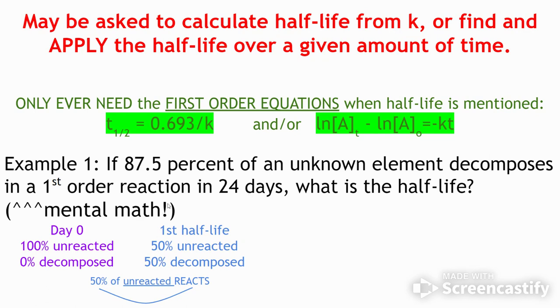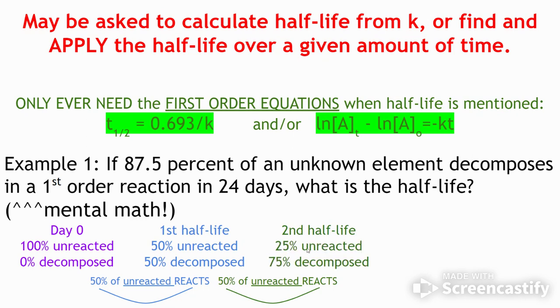So that doesn't match the numbers in our problem yet. So it's not one half-life that happened in those 24 days. For another half-life, when that second half-life happens, 50% of the unreacted stuff reacts. And that was only 50% of our sample left at that point. So 50% of 50% means now all I've got left is 25% unreacted, and an extra 25% of my original sample is decomposed, giving me a total of 75% of my unknown element having decomposed. Still doesn't match our situation, so we know it isn't 2 half-lives that has happened.